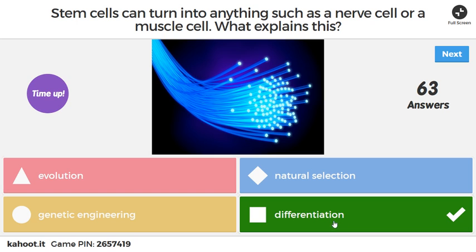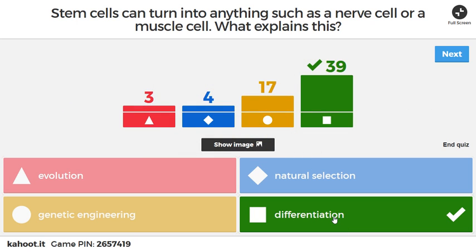Okay, and differentiation is what we have here. They're turning into different things, and that process that allows the stem cells to turn into different things is differentiation. And the great thing about stem cells, they can literally turn into anything.